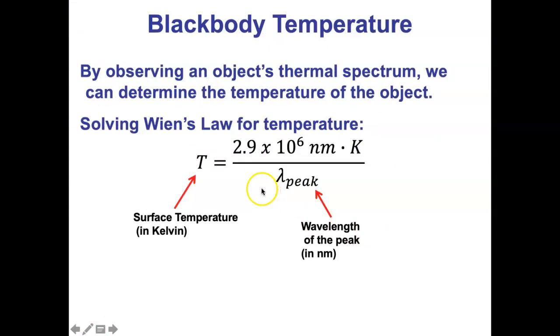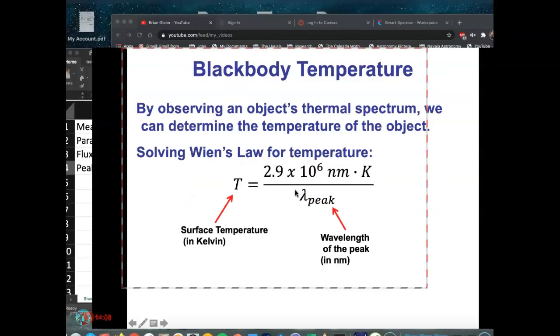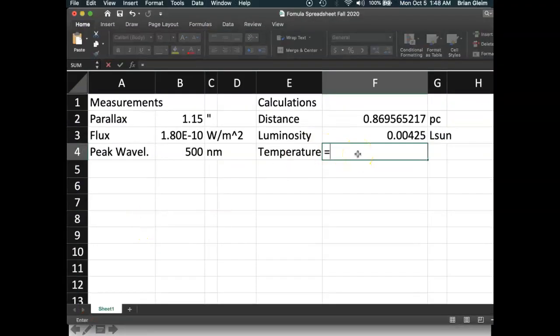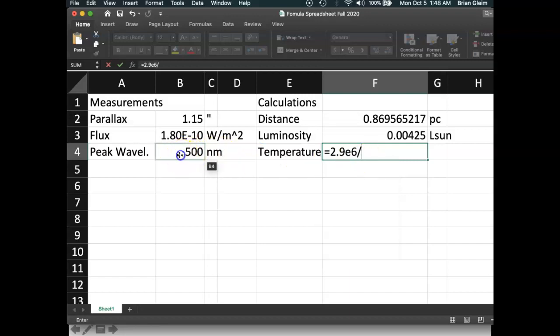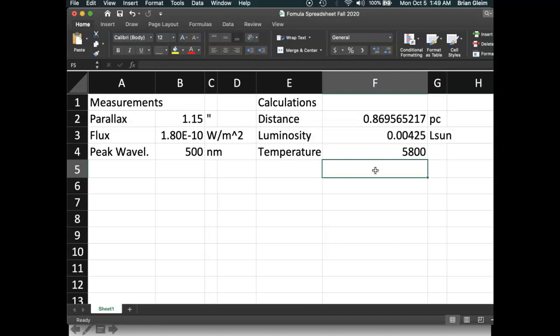The temperature is 2.9 times 10 to the 6th divided by the peak wavelength in nanometers. So the temperature is going to equal 2.9 E6 divided by the wavelength in nanometers, and that should give us the temperature of the surface of that star in Kelvin. And lo and behold, you get the temperature of the sun, 5800 Kelvin. Now we know a third property of this star. Based on the three measurements that we can make, parallax, flux, and peak wavelength, we can get the distance, the luminosity, and the temperature.